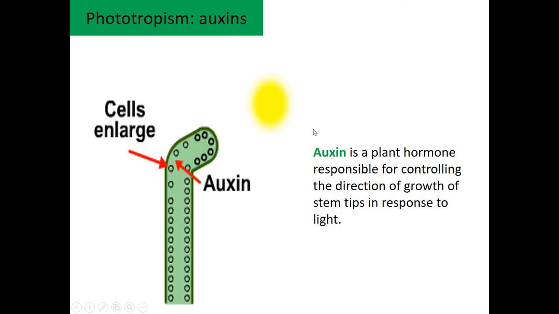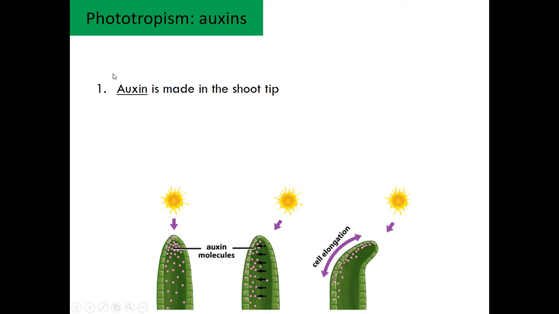So in phototropism, you need to be able to explain why plants grow towards the light. So auxin is a hormone which is involved in this, and it causes the cells to enlarge or elongate in the tip of the stem. So it's made in the shoot tip.